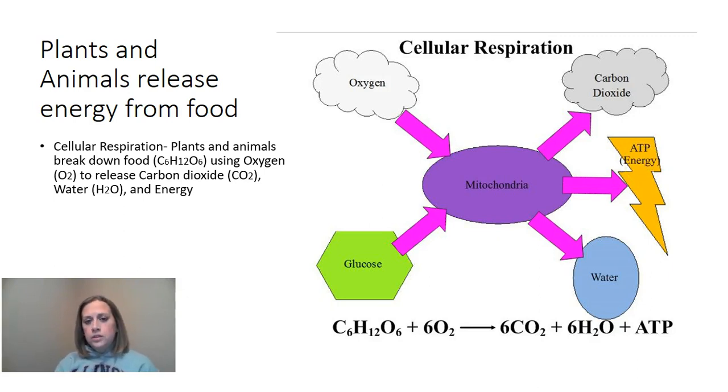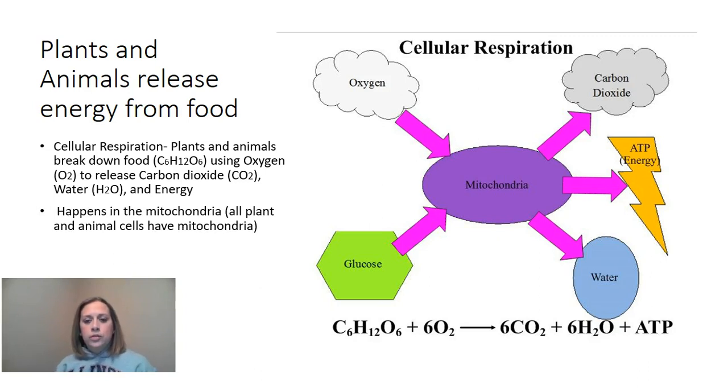ATP is a molecule that cells use for energy, so it helps them go about all of their daily lives and get all their jobs done. It's just the energy source for the cell. Because this happens in the mitochondria, and all plant and animal cells have mitochondria, plants and animals will go through cellular respiration, but again, only plants can photosynthesize because only plant cells have chloroplasts.